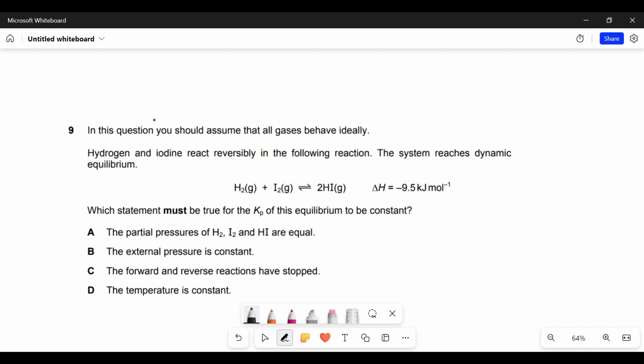Question number 9. In this question, you should assume that all gases behave ideally. Hydrogen and iodine react reversibly in the following reaction. The system reaches dynamic equilibrium. Which statement must be true for the Kp of this equilibrium to be constant? As we know that Kp, the equilibrium constant, depends on temperature only. It is not affected by any other factor like pressure or anything else. That means if the temperature remains constant, Kp remains constant. Hence, D should be the correct response.